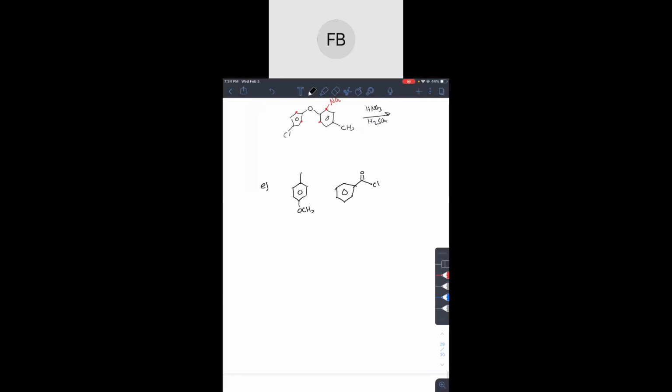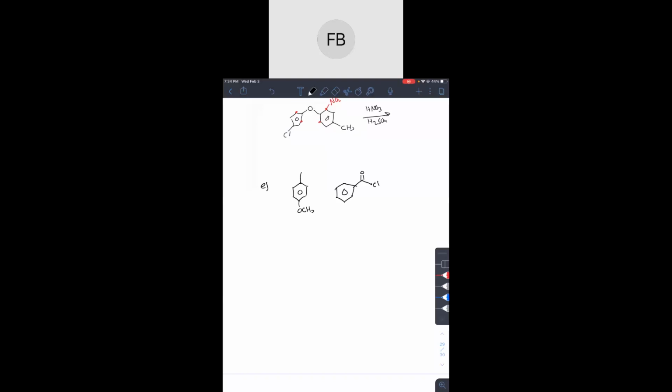So basically what's going to happen is the same thing as usual. You just have to figure out where on this ring it is going to go. So the most activating group is going to be the OCH3, I believe, right? Yeah. So that's the most activating. It's more activating than just the plain alkyl at the top. And it's going to direct ortho or para, but the para position is taken, so it's going to go to the ortho position.